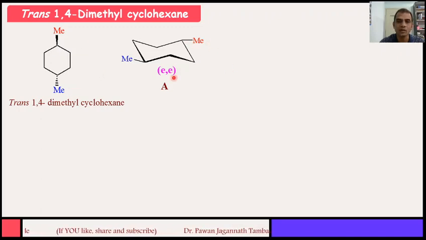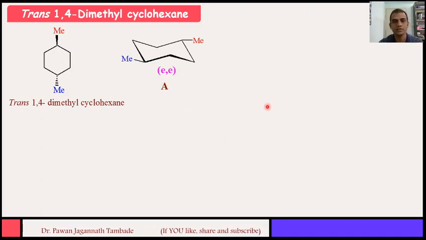One methyl is coming downward and the other methyl is going upward. They are moving away from each other and their relative position is 1 and 4. So this is trans 1,4-dimethyl cyclohexane, EE conformation. Let us say structure A.